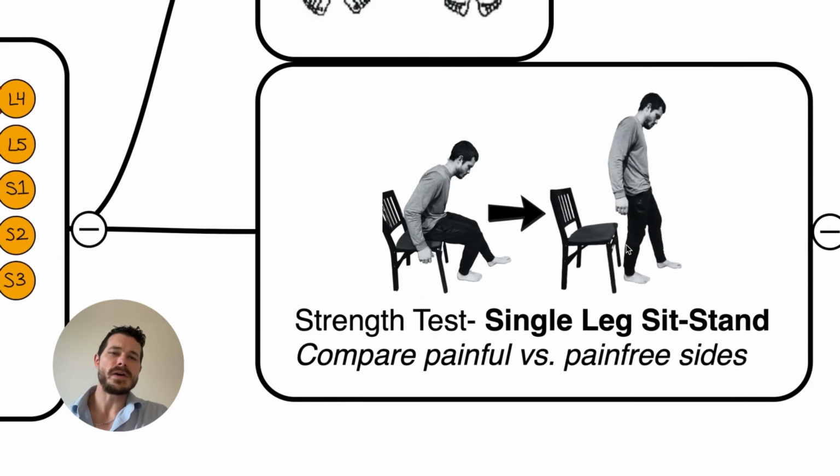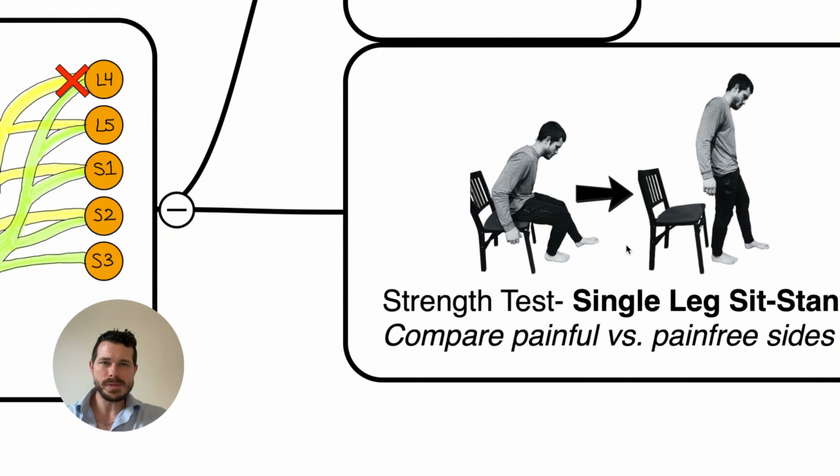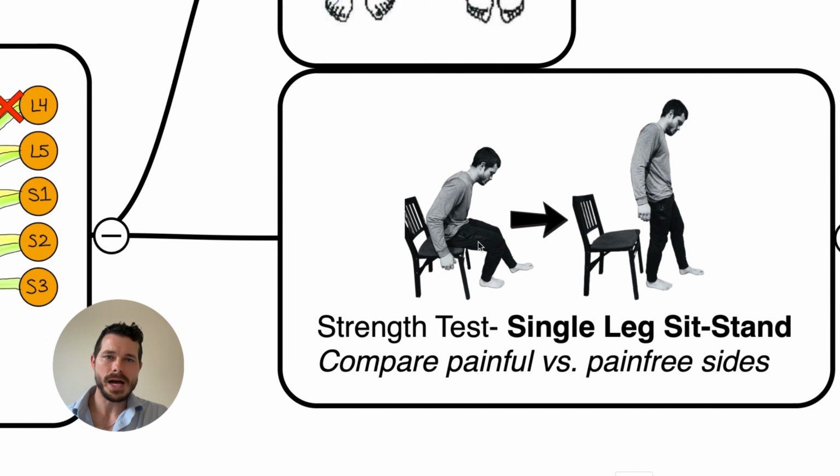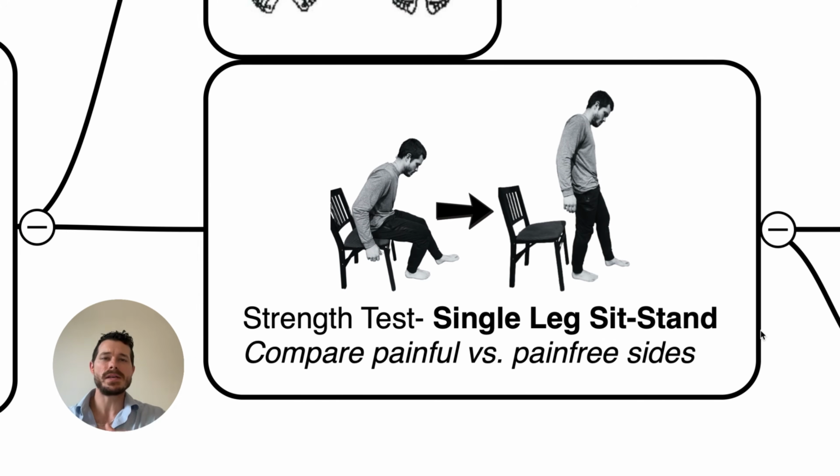Now let's test the function of the L4 nerve, because we can get even more specific. Now we can talk about, well, what kind of nerve issue do we have? So I want you to perform a strength test, which is going to test the muscles supplied by the L4 nerve, the quad or the thigh muscles. We're going to do a single leg sit to stand. You can hold on to something if you need to. Just try not to use it to pull up. You're really trying to measure the strength of your ability to sit to stand.